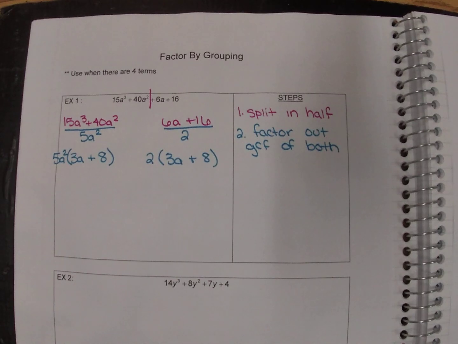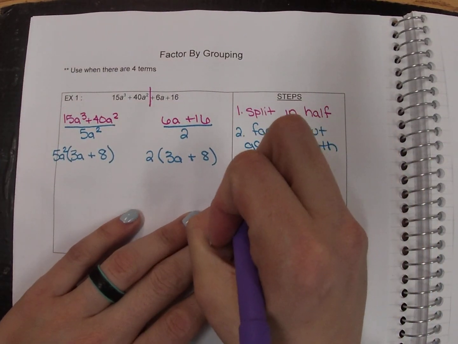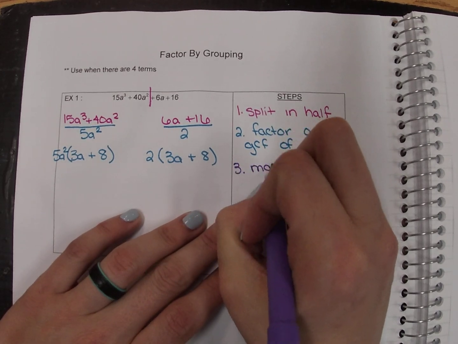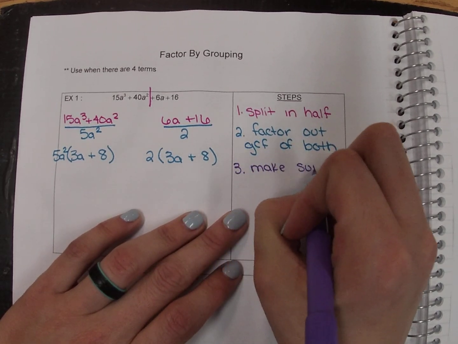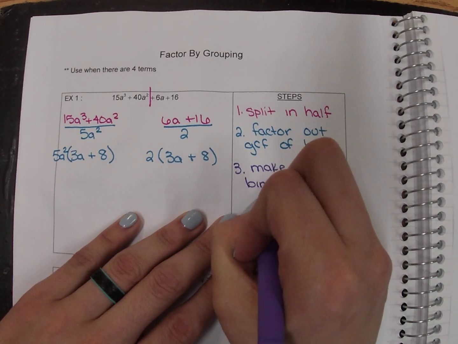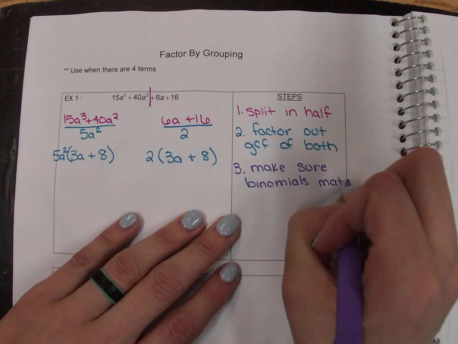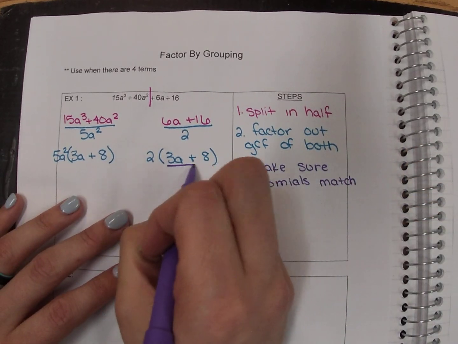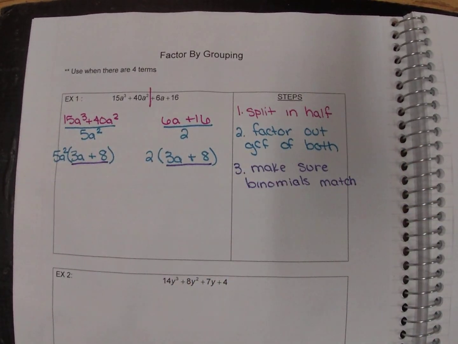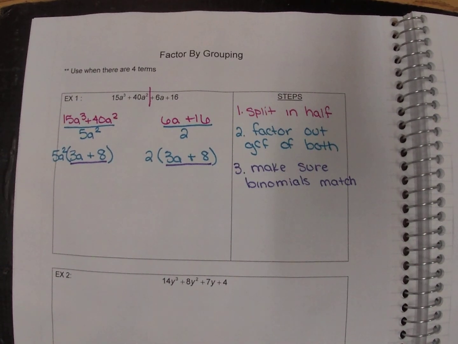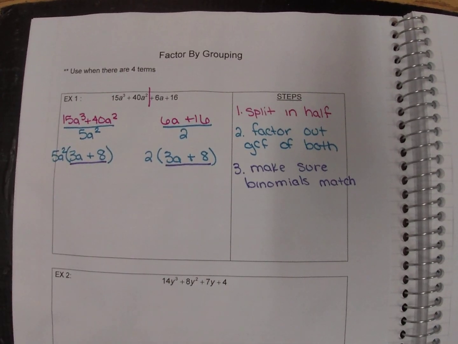Once we have factored out the GCF of both of them, our next step is going to be to make sure the binomials match. So we want to make sure this right here and this right here are both the exact same. They can't be close to the same. They have to be exactly the same. So this is a 3a plus 8 and this is a 3a plus 8. So those are the same. So that's good.